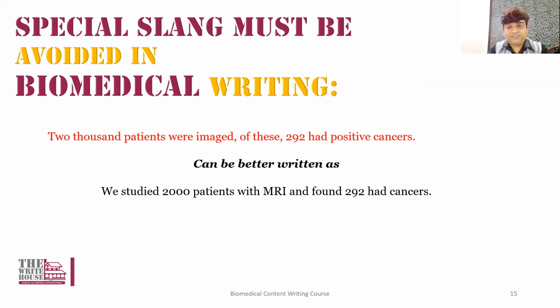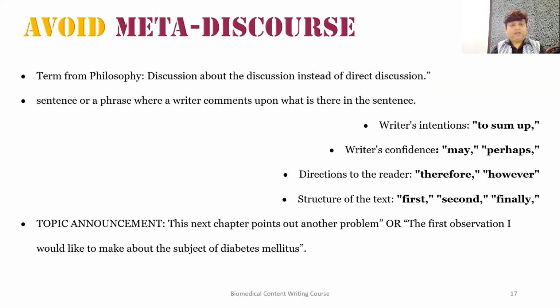Now the sentence makes it clear that the writer wants to say they have done the MRI for 2,000 patients and they found 292 with cancer. Now this sentence becomes more concrete by avoiding the slang or generic words which have no meaning to the reader. Then comes metadiscourse.